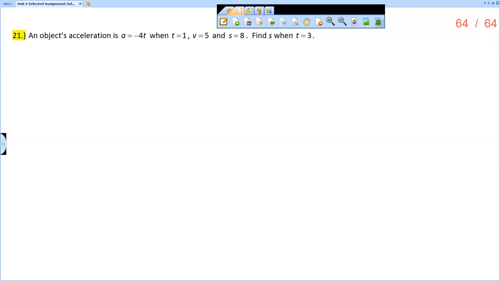This is Unit 6, the solution video for Unit 6 review problem number 21. An object's acceleration is a equals negative 4t. When t is 1, v is 5, and s is 8. Find s when t equals 3.